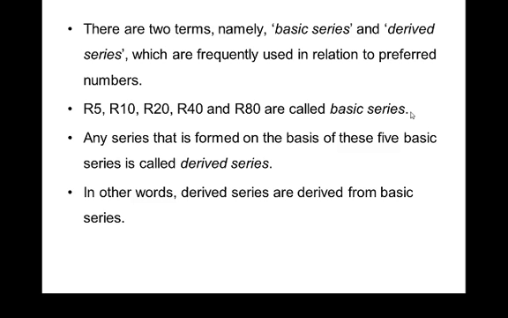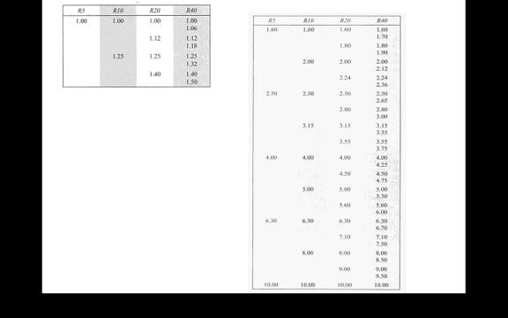Now there are two basic terminologies regarding the preferred series. Two series are available, the basic series and the derived series, which are frequently used in relation to preferred numbers. The basic series are R5, R10, R20, R40 and R80. The derived series are derived by modifying these basic series. In other words, derived series are derived from the basic series or basic sizes.